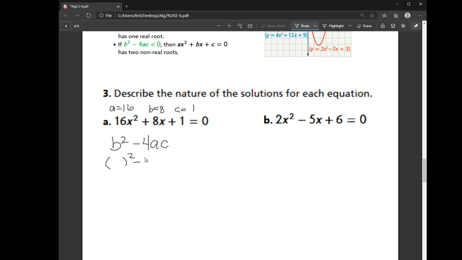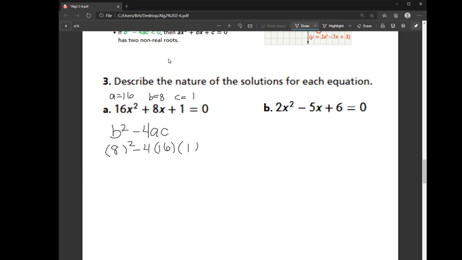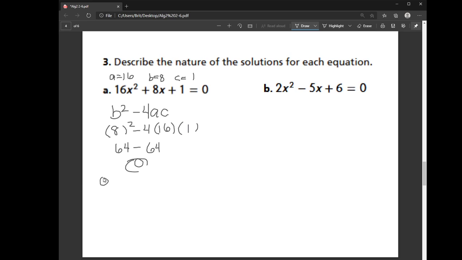So if I go to plug those into this formula, I put my 8, my 16, and my 1. Now, I could tell you this is a perfect square trinomial, so you could totally factor that. It's pretty easy to factor, and you're probably going to get two real numbers out of it. So 8 squared is 64. 4 times 16 is 64, times 1 is still 64. So I get a 0. Because I have 0, there is one real solution.